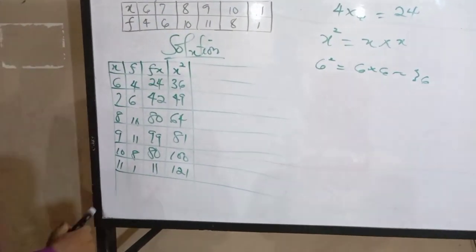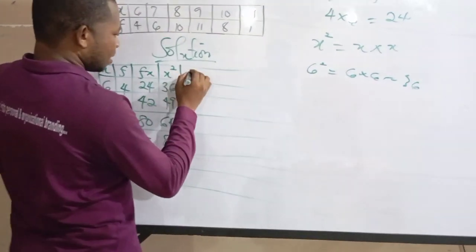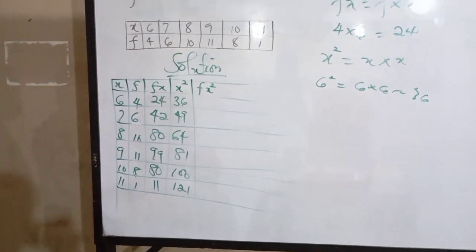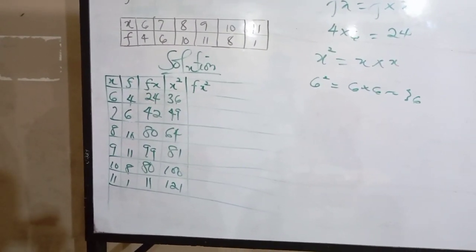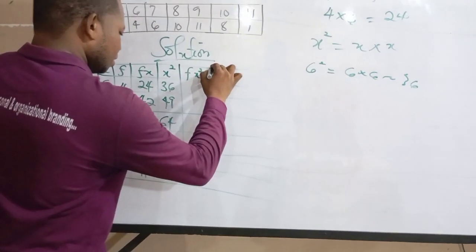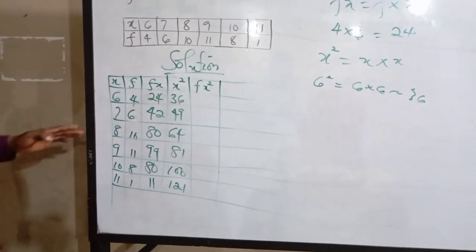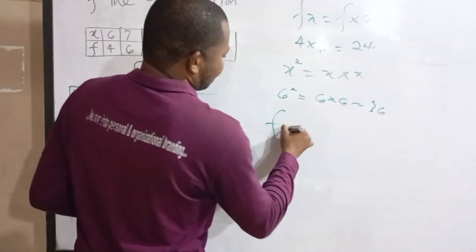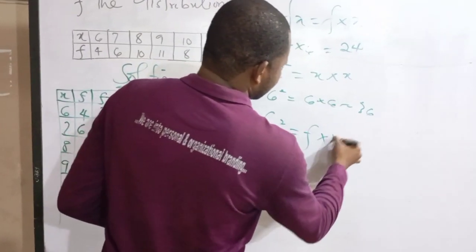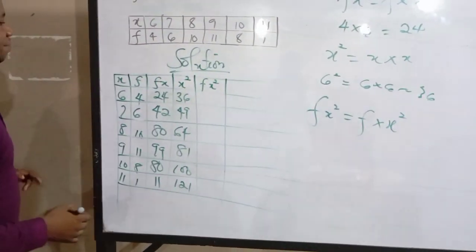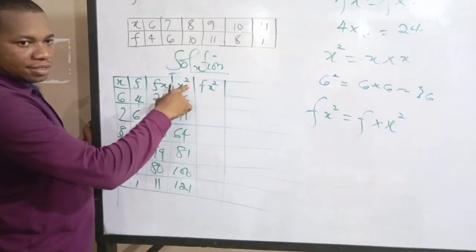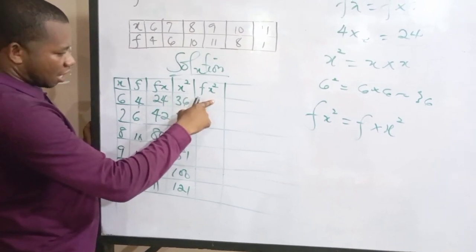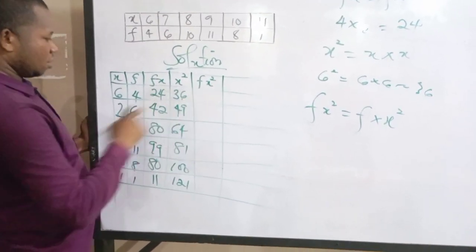Now, having gotten that, what if I have my f of x squared? What is that going to give me? F of x squared simply means f times x squared. This is my f. This is my x squared. Meaning that 4 times 36 will give me f of x squared for this place.